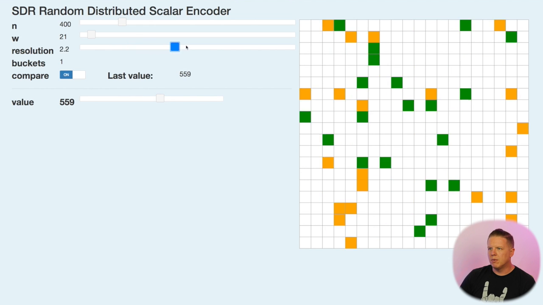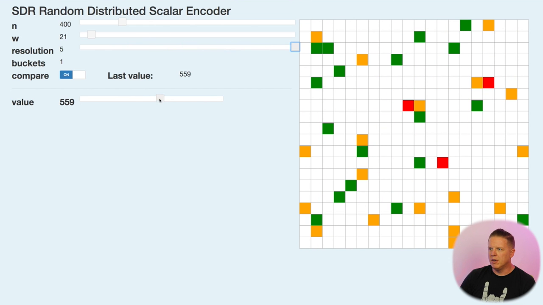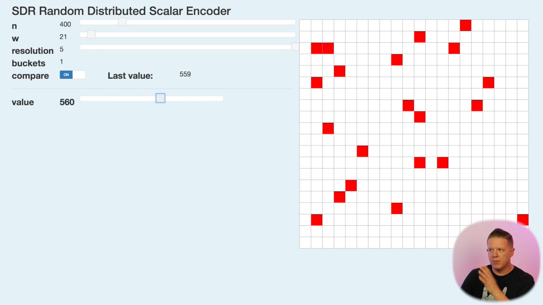So if I up this resolution, I'm going to bump it up all the way to 5, and I'm back on for the value 560, for example. Here's what we see. Go to 561, no change. 562, there's a bit difference. 563, 4, 5, 6, all the same bucket. All those values are being represented in the same bucket. We go to the next one, we finally get a bit change. So these buckets have 5 values in them.